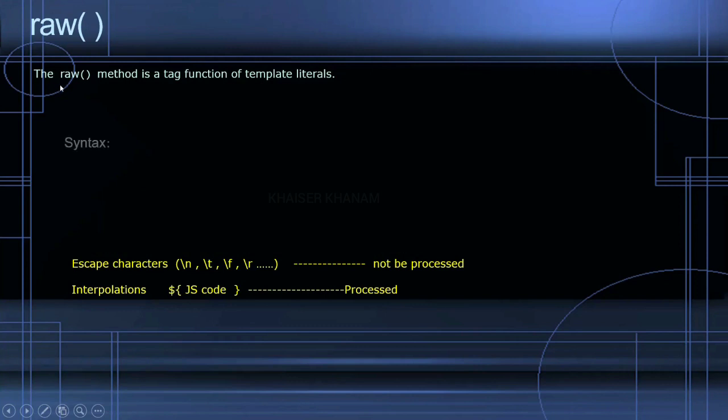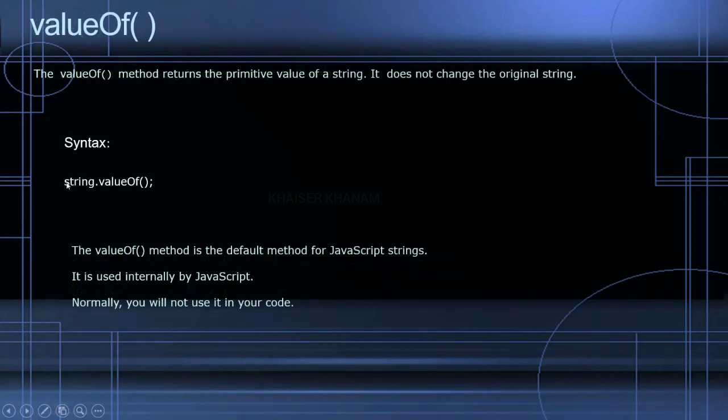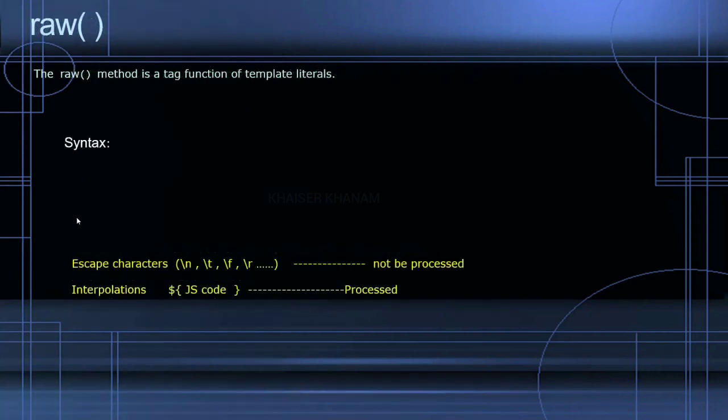And finally, we have this raw method, which is used to tag a function for template literal. The syntax will be String.raw. Now, this string is not the text, whatever text we have created and whichever variable we have assigned. For this raw method, String is a string object, written with a capital S, and this is not any variable or anything. This is a string object.